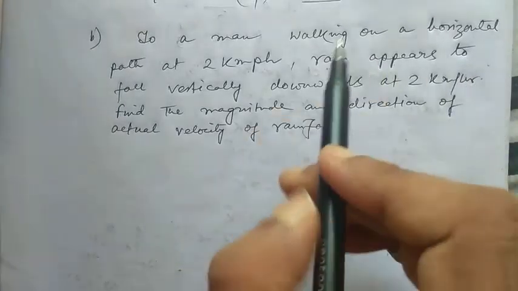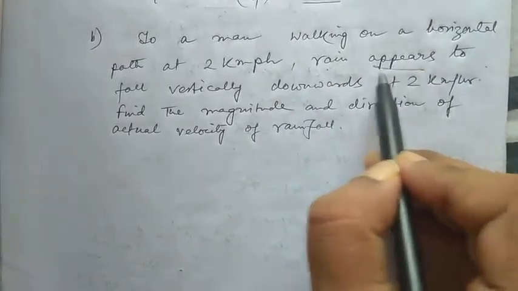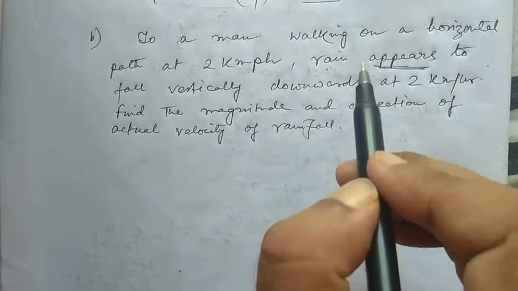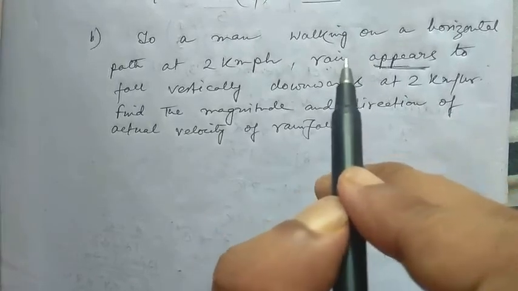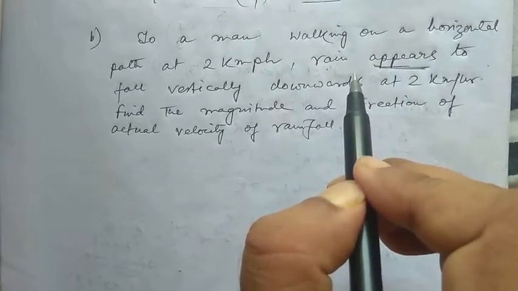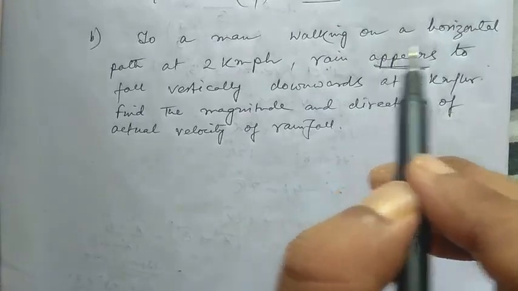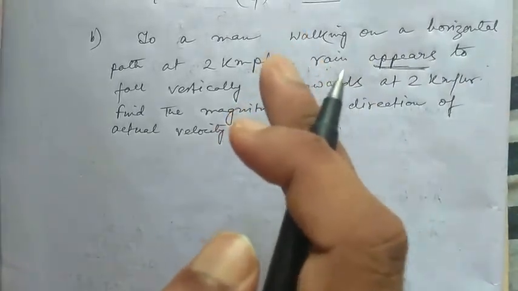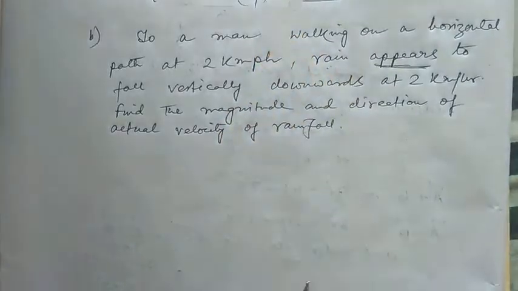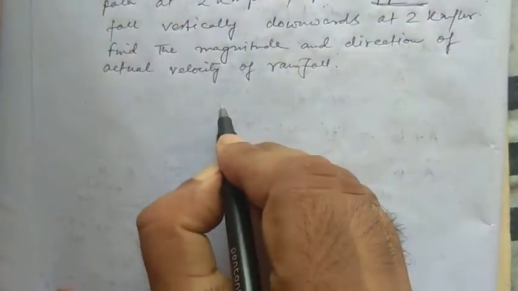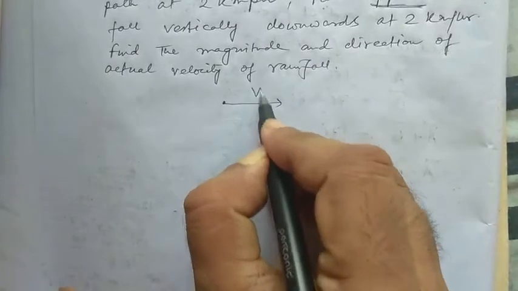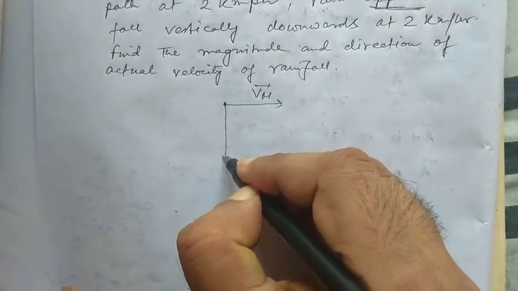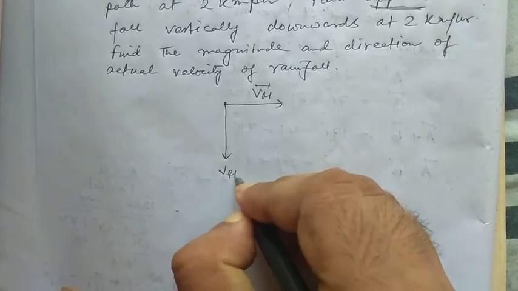In this question, it is stated that rain appears to fall vertically downwards. That means the relative velocity of the rain as observed by the man walking on the horizontal road is vertically downwards. That means Vrm is vertically downwards. Now if you try to draw the same diagram as above, Vm, this is the direction of Vrm and not Vr.